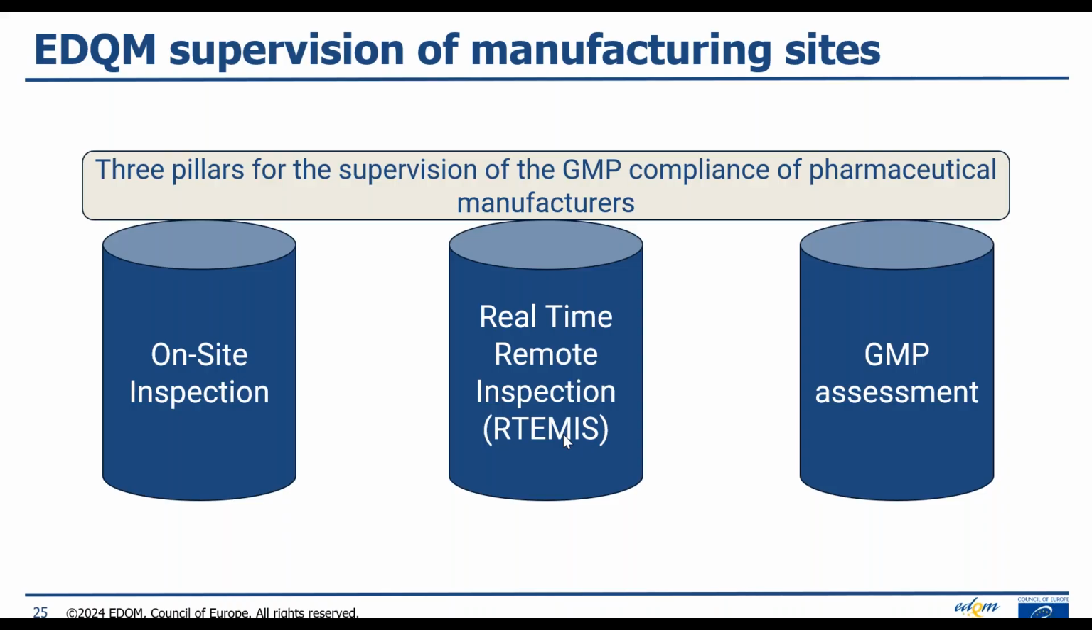And then the third pillar would be what we call GMP assessment. This is where we consider inspection reliance of other trusted authorities where they may have performed recent inspections of the relevant site.